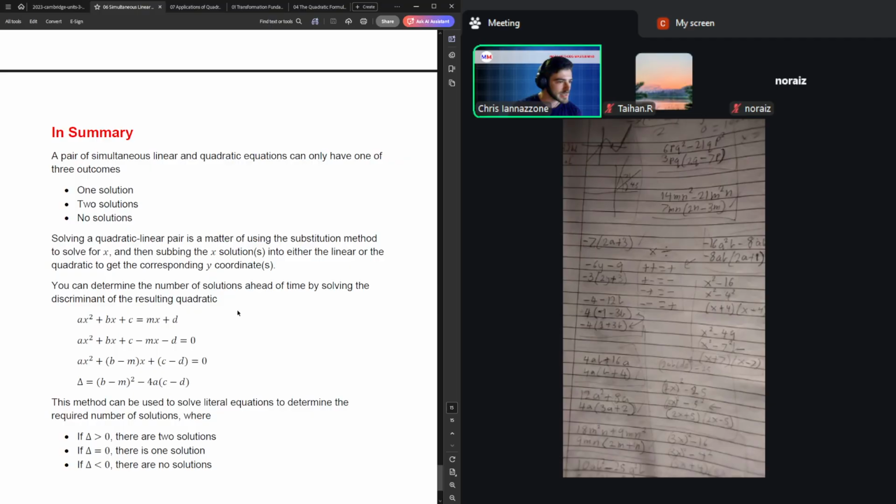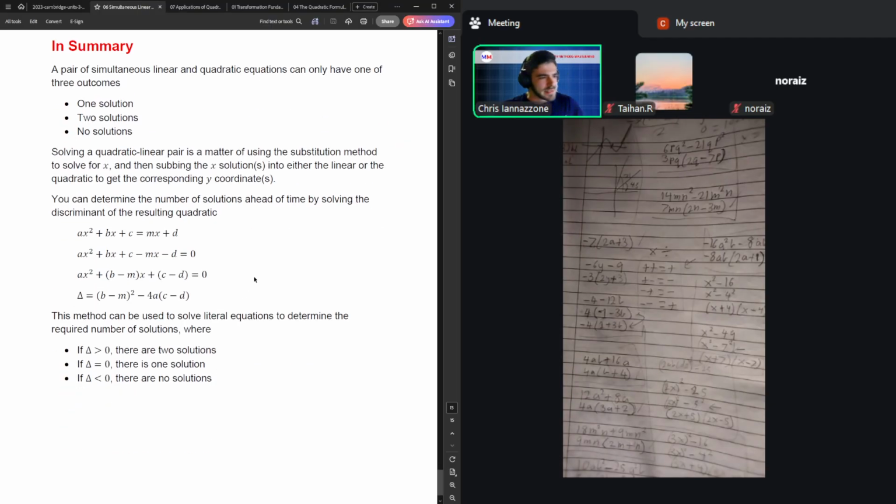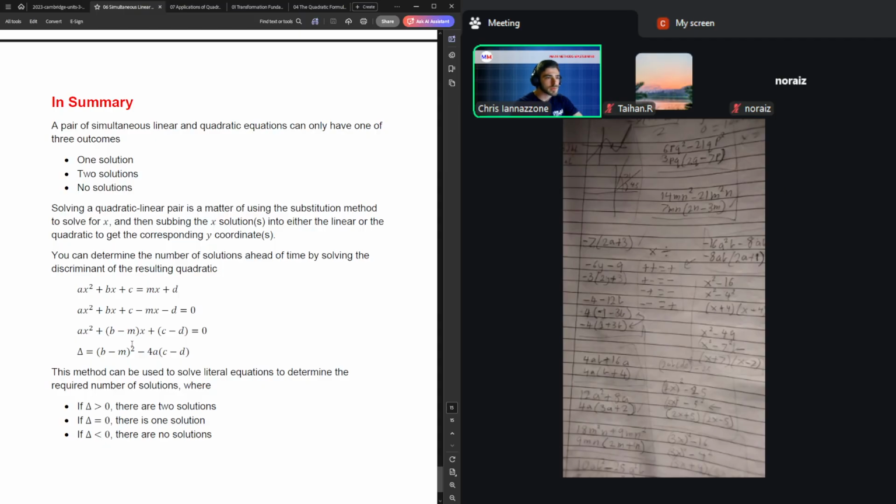So that's simultaneous, linear, and quadratic. It mainly shows up in your Unit 1 and 2 stuff, not so much Unit 3 and 4, but it has been known to happen. That's it for that portion. Anything else to clarify from that?